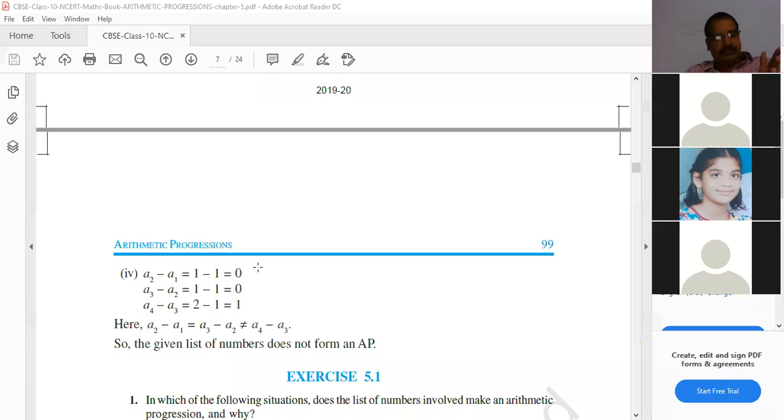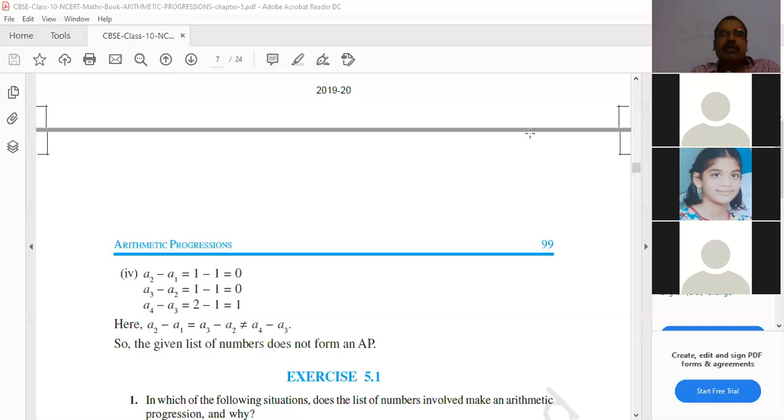An AP means a list of numbers which can be obtained by adding a fixed term to the preceding term, except the first term. That is the arithmetic progression, AP. Here the first term is a_1. The common difference is d. The fixed difference is the common difference.